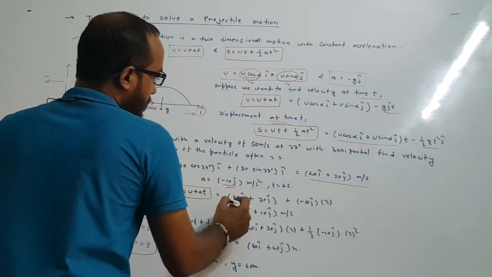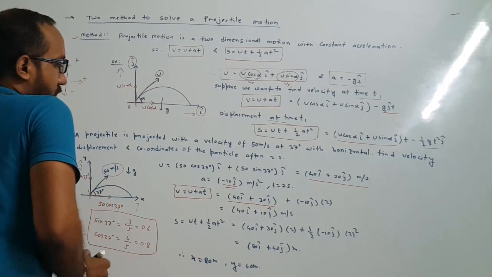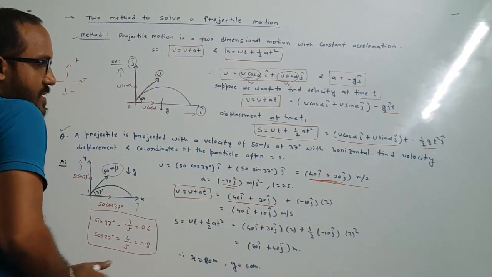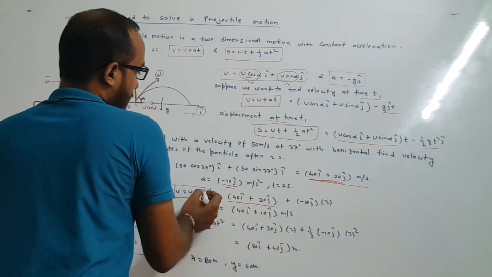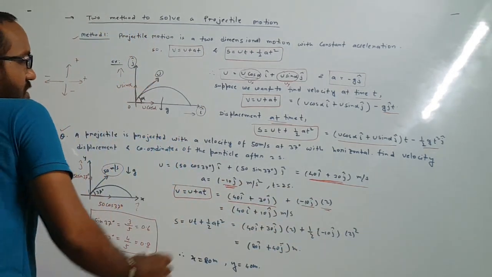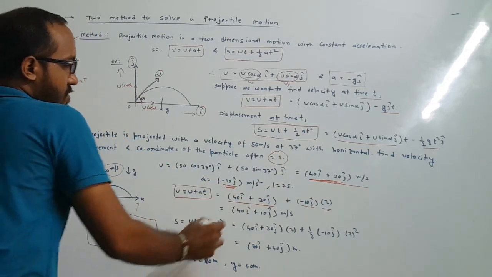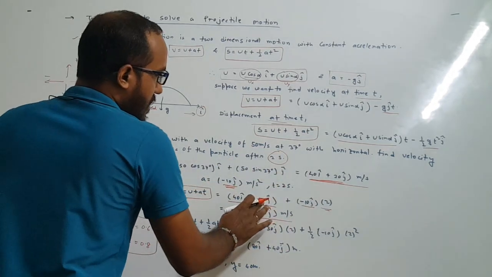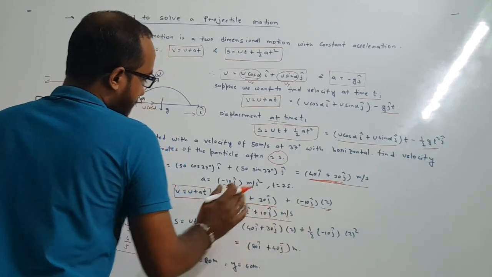So we know u, we have just calculated u, 40 i cap plus 30 j cap, plus acceleration is minus 10 j cap, and t is 2 seconds. This is given in the problem, t is 2 seconds. So after simplification you will get this. See, 30 j cap minus 20 j cap is 10 j cap.